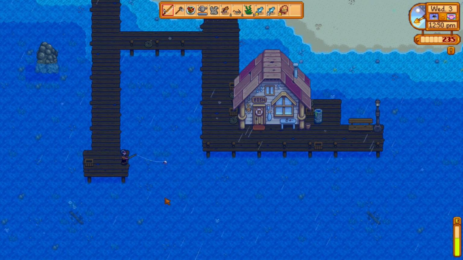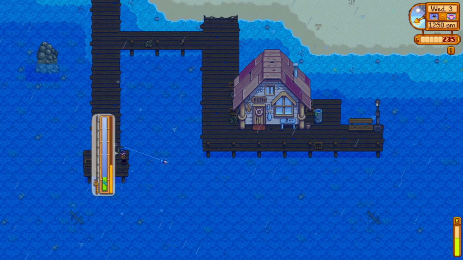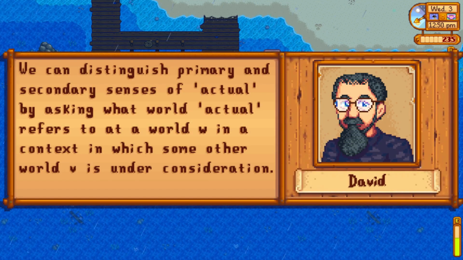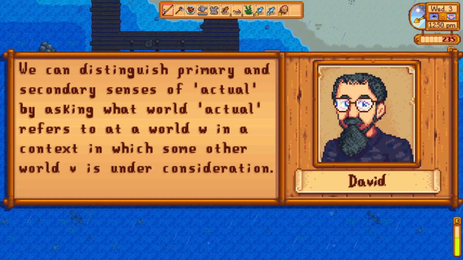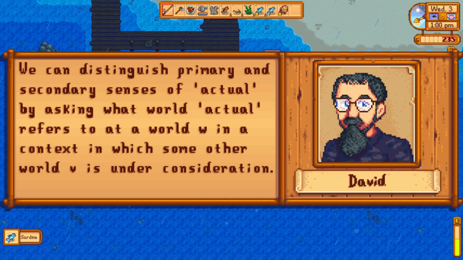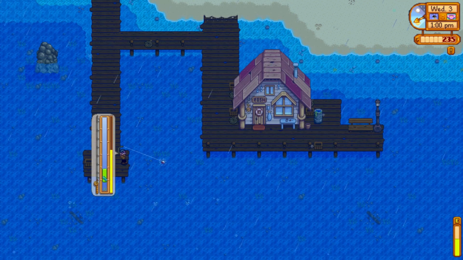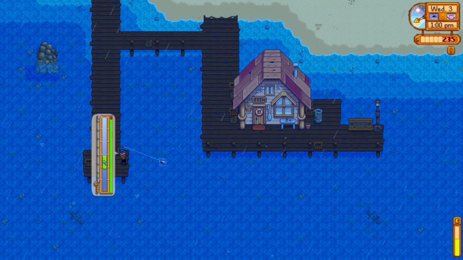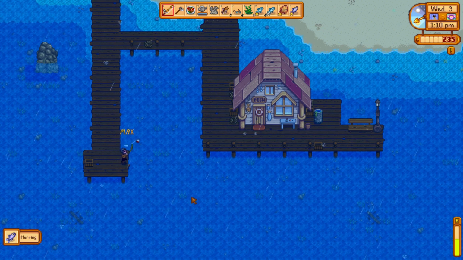Although this might sound a bit complicated already, it gets a bit more so, with Lewis explaining, "We can distinguish primary and secondary senses of actual by asking what world actual refers to at a world W in a context in which some other world V is under consideration." Take two sentences, like if Max ate less, he would be thinner than he actually is, and if Max ate less, he would actually enjoy himself more.